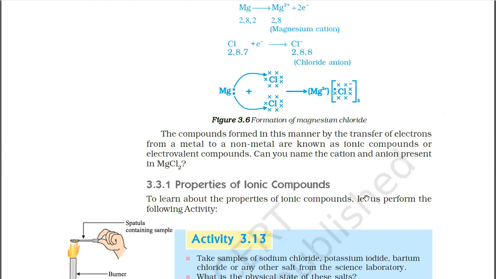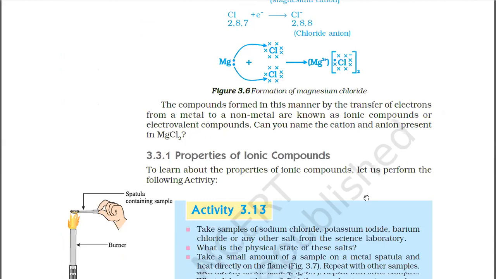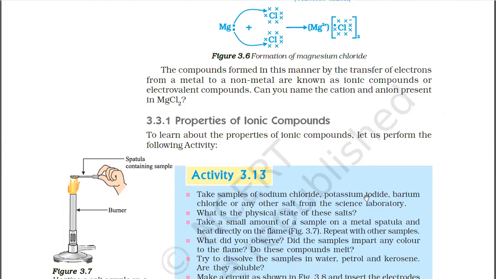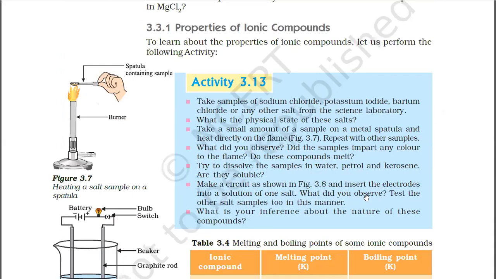Properties of ionic compounds. To learn about the properties of ionic compounds, let us perform the following activity. Activity 3.13. Take samples of sodium chloride, potassium iodide, barium chloride or any other salt from the science lab. What is the physical state of these salts?